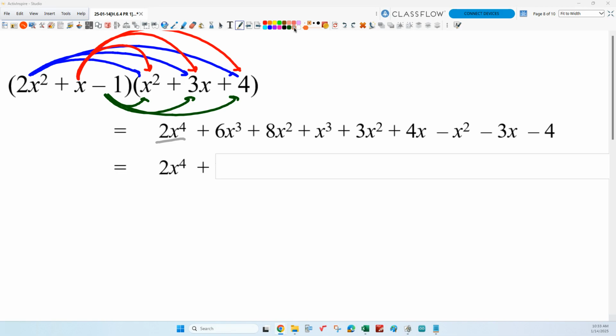Show with your fingers how many x cubed terms there are. Two, it looks like. Okay. One there. One there. Total of how many x cubes? 7. Okay. How many x squared terms? Looks like 3. 1, 2, 3. Add those up for me.